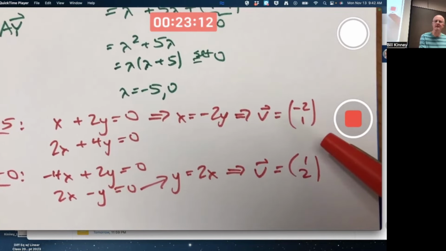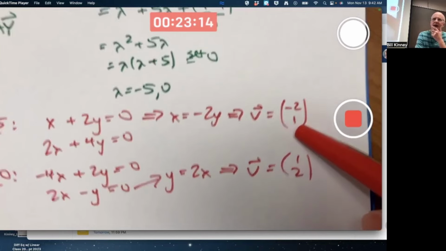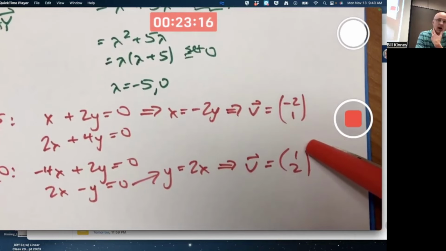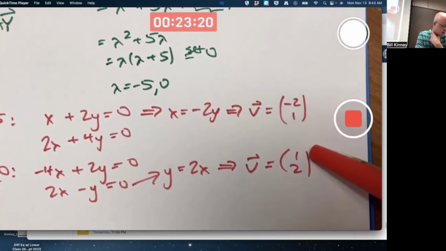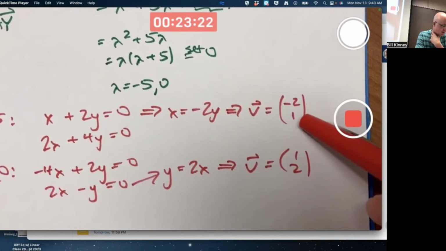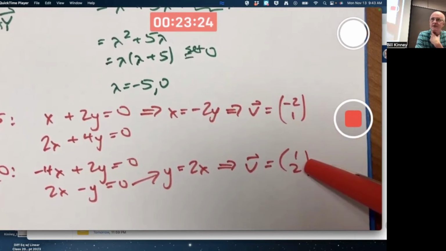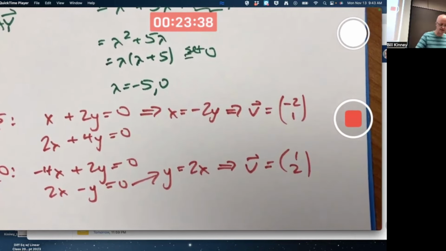Interesting thing to note here, these vectors are perpendicular, aren't they? Look at their dot product. -2 times 1 is -2. 1 times 2 is +2. -2 plus 2 is 0. These vectors are perpendicular or orthogonal to each other. That's going to be relevant for our diagonalization. But we're not doing diagonalization right now.